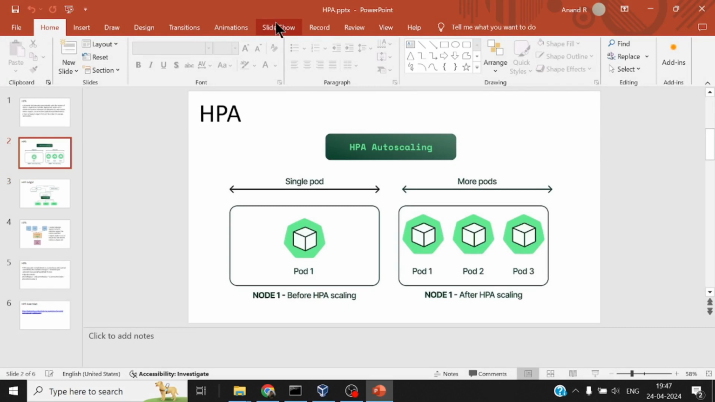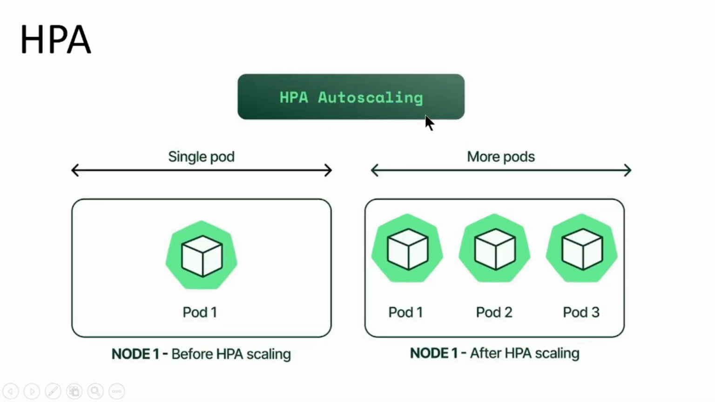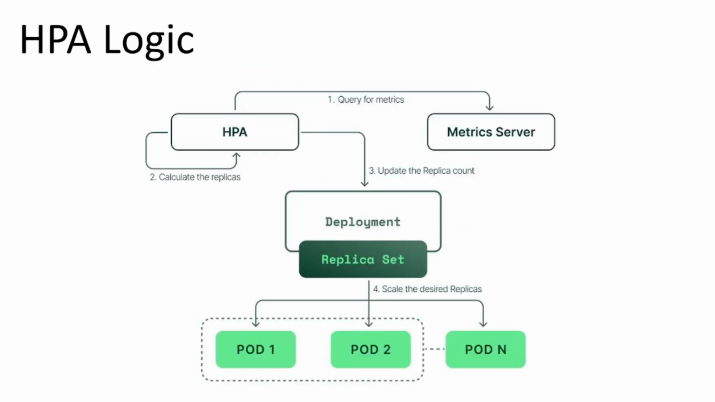Okay, horizontal pod autoscaler. Now, this is nothing but another type of workload object that sits on top of usually a deployment, or it could be a replica set as well, where the number of pods would be dynamically increased based upon real-time metrics, and that too typically either the CPU usage in terms of percentage or the memory usage.